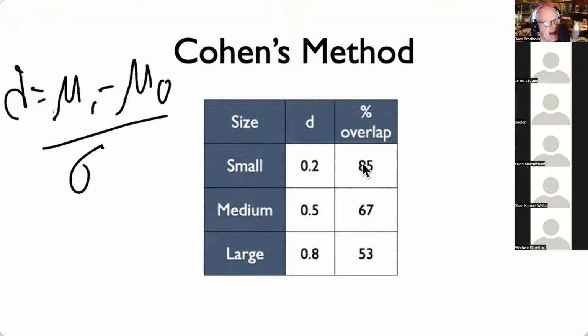In fact, there is 85% overlap between the mu sub 1 and mu sub 0 distributions. The medium one, which is the one most people use when they do power calculations, still has two-thirds of those two graphs overlapping. A large difference, which is 0.8, still has 53% overlap.